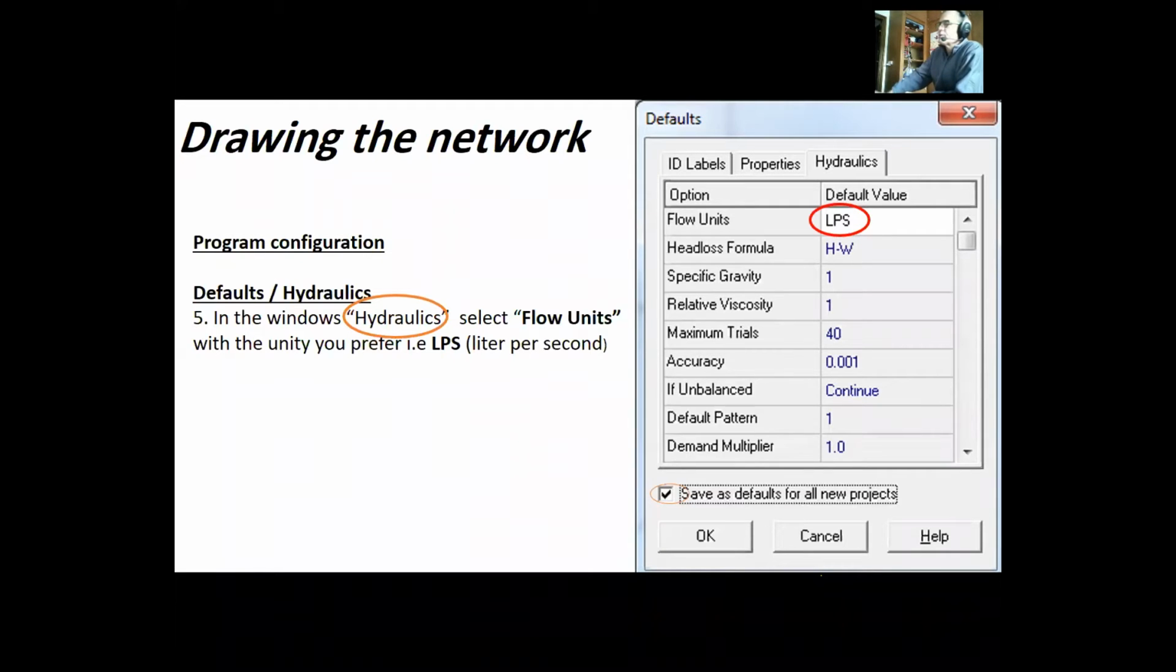And then you also have to choose the head formula. Like I was telling you, there are actually two head formulas to choose. Hazen-Williams, HW, is the one that I use. That's why I also use 140 as a roughness parameter. The rest of the parameters are not really important at this level. You can keep them like they are, but still remember to save your default for all the new projects.